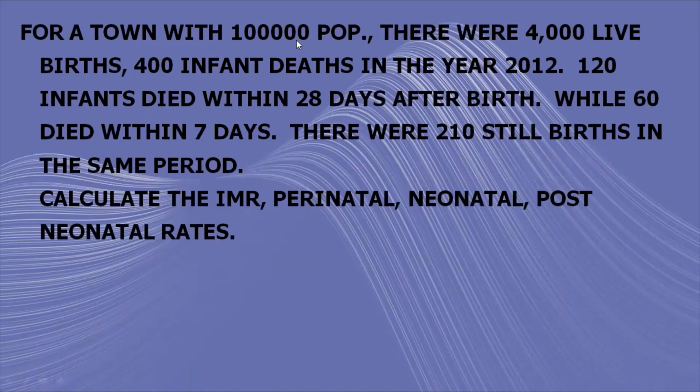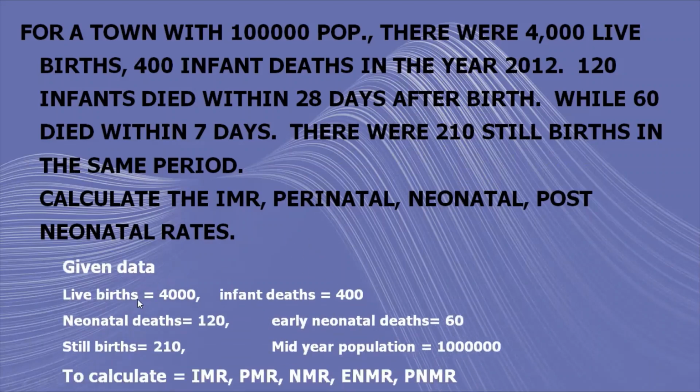Now, for a town with 1 lakh population, there were 4,000 live births, 400 infant deaths in the year 2012, 120 infants that died within 28 days, means it is neonatal death, while 60 died within 7 days. So these are early neonatal deaths. There were 210 still births, so these are the births which have not shown any sign of life after birth. So they are called as still births. So what we have to calculate: infant mortality rate, perinatal mortality rate, neonatal mortality rate, post-neonatal mortality rate. So either 1 or 2 will be asked in your exam.